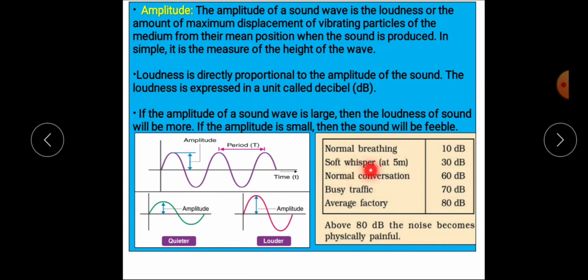So here some of the levels of loudness in decibel are expressed. Normal breathing is usually 10 decibel. Soft whisper is usually 30 decibel. Then normal conversation is up to 60 decibel, busy traffic sound up to 70 decibel, and average factory sound coming from the factory is 80 decibel. Above 80 decibel, the noise becomes physically painful. That means it starts hurting our ears.